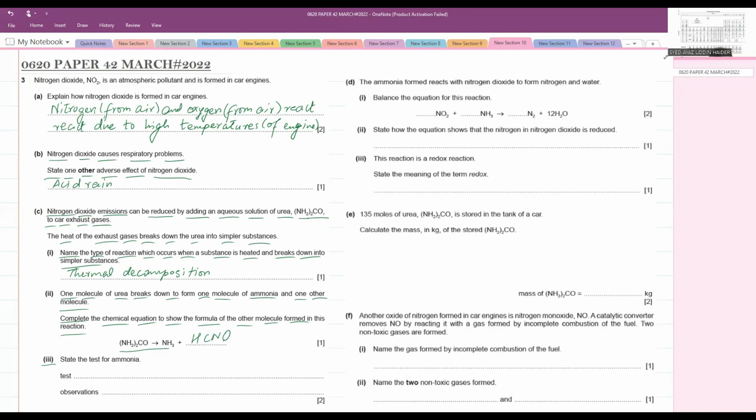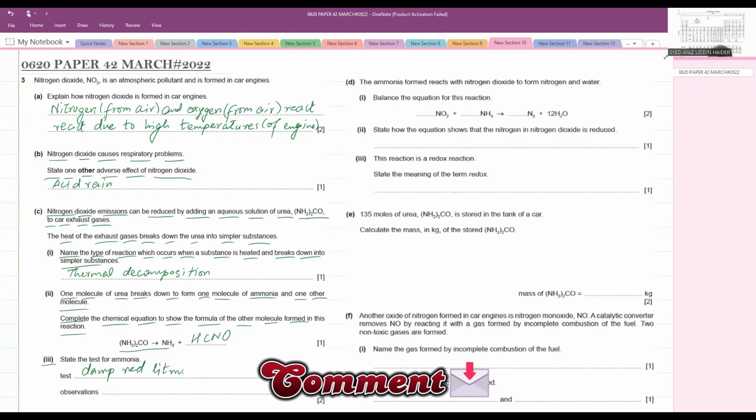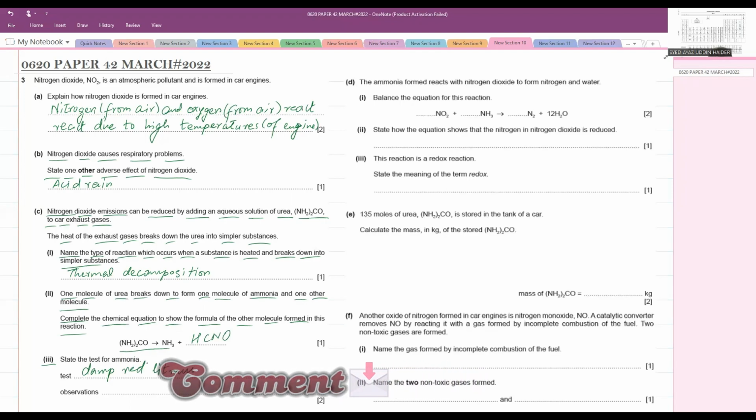Now, in part 3, you have to write down the test and observations for ammonia. You know the test for ammonia, that is red litmus paper. Don't just write red litmus paper. You have to mention damp red litmus because it will only give the test for ammonia if it is damp. Damp means moist or with water. So the final answer will be damp red litmus. In the observation, you write litmus turns blue.